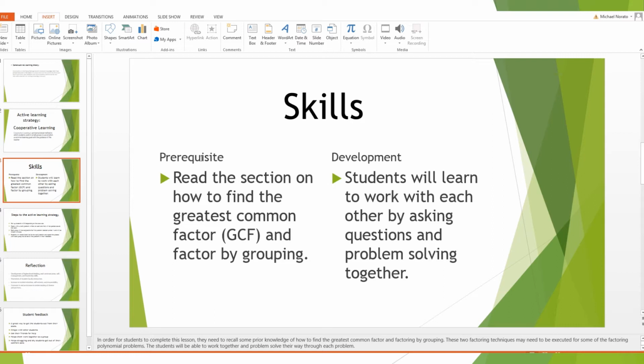The main goal here is that students will learn to work with each other by asking questions and problem solving together. So they need to work together in order to solve or factor these polynomials that I'm going to give them.